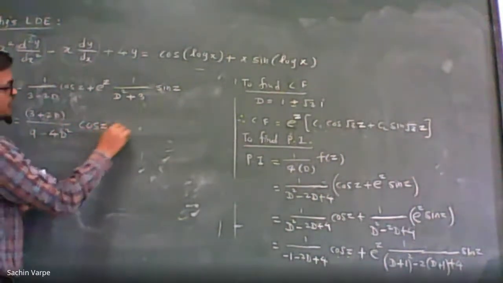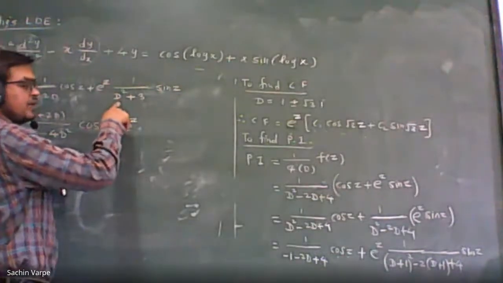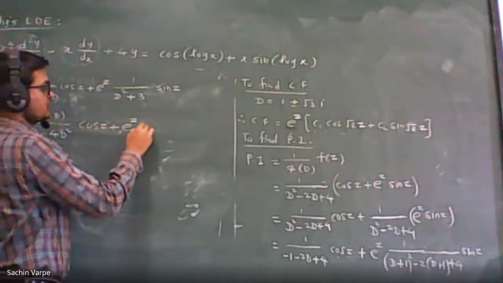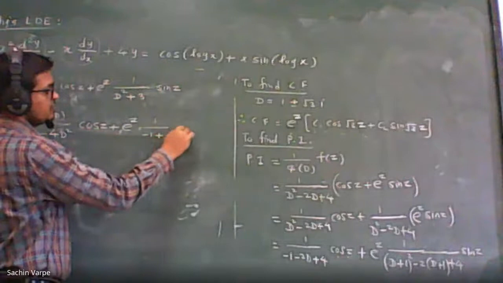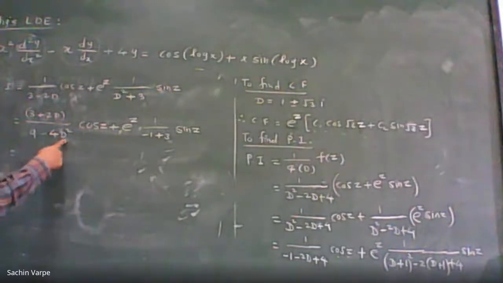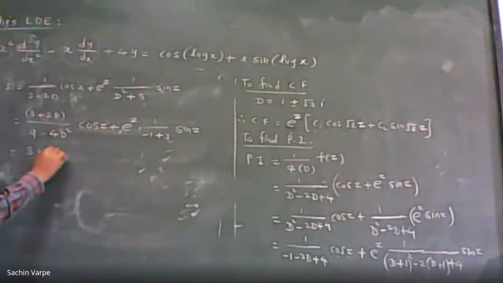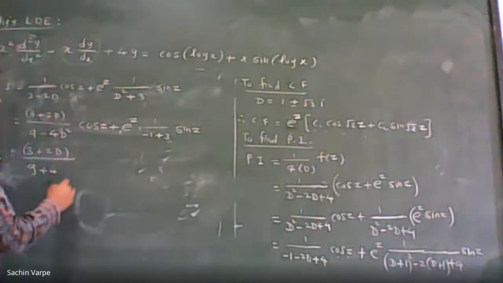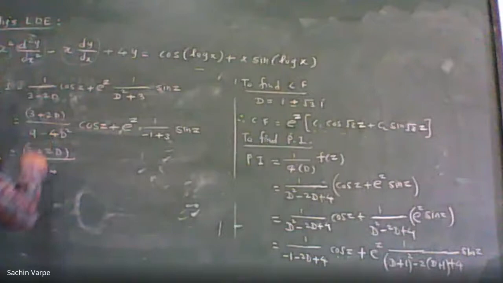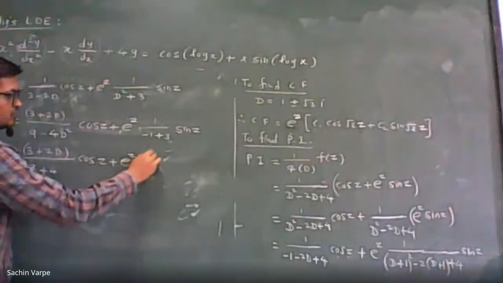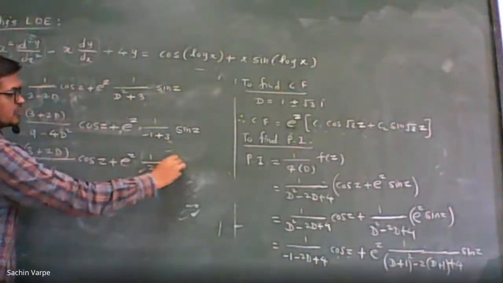Please ask if any doubt in this term. Cos z plus e to the power z. And here I have direct cases. I'm replacing D square by minus a square, that is minus 1. So 1 upon minus 1 plus 3 into sin z. Now here I can replace D square by minus a square. So 3 plus 2D upon 9 minus 4 into minus 1. So 9 plus 4, isn't it? Because minus 1 into minus 1, plus cos z plus e to the power z into 1 upon 2 sin z.